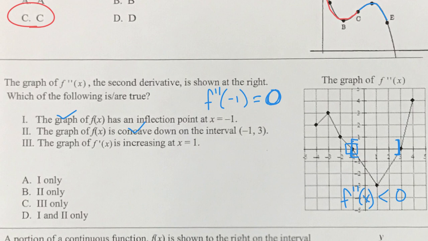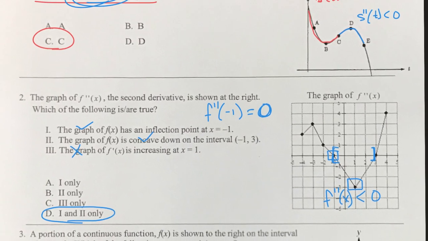Well, what about part 3? The graph is increasing at x equals +1. So we have -3 as the y value. So I would say this is no, because we have a negative second derivative. So your graph should be decreasing there. So number 3 is not correct. It is decreasing at x equals +1. So it looks like the correct answer is D, 1 and 2 only.